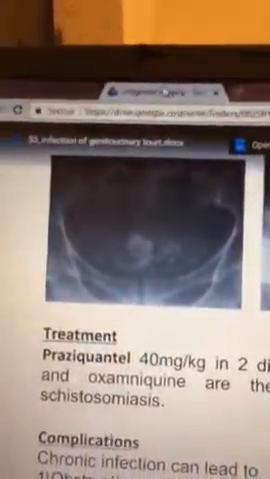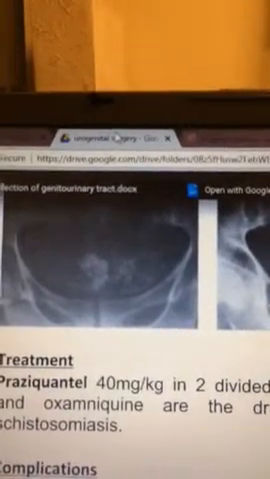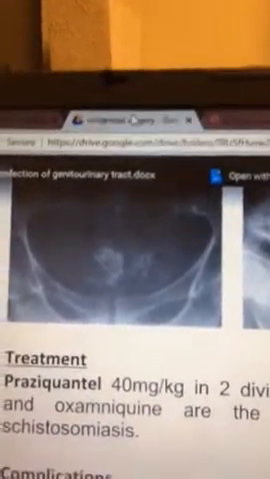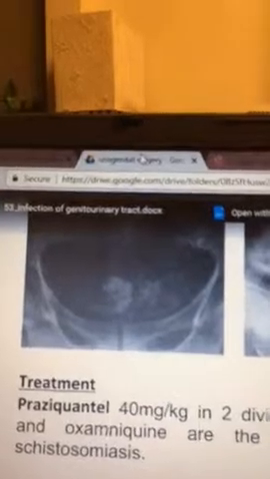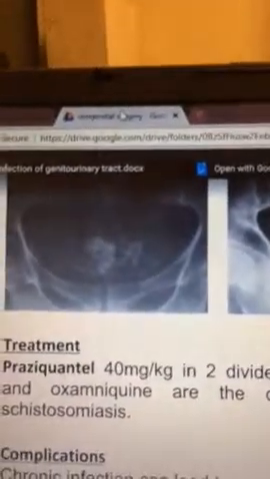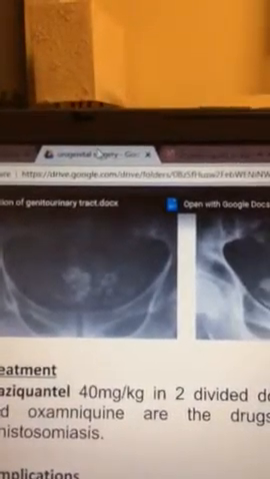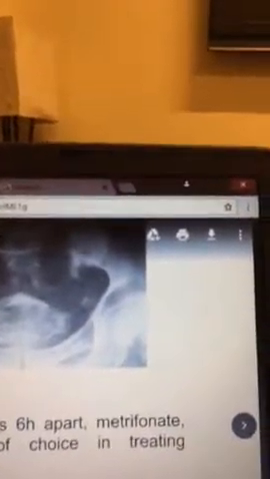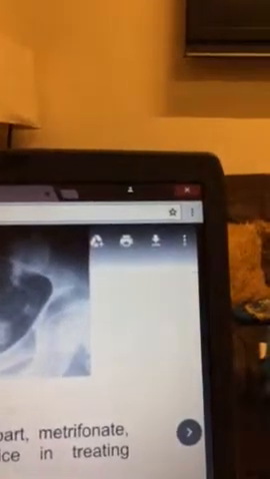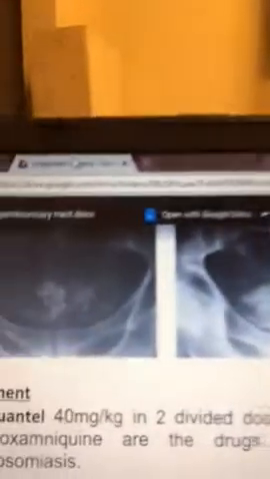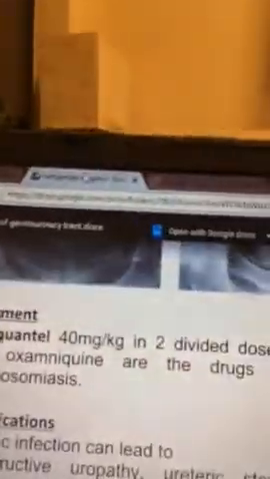The treatment: a common medication is praziquantel. The dose is 40 mg per kg, divided in 2 doses, 6 hours apart. Metrifonate and oxamniquine are also drugs of choice in treating schistosomiasis.